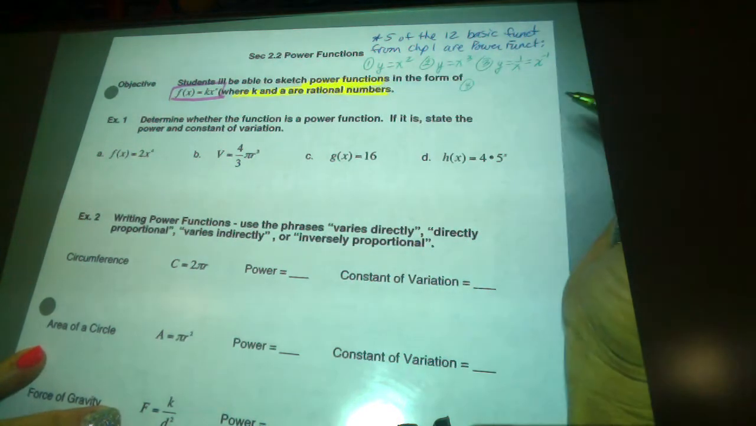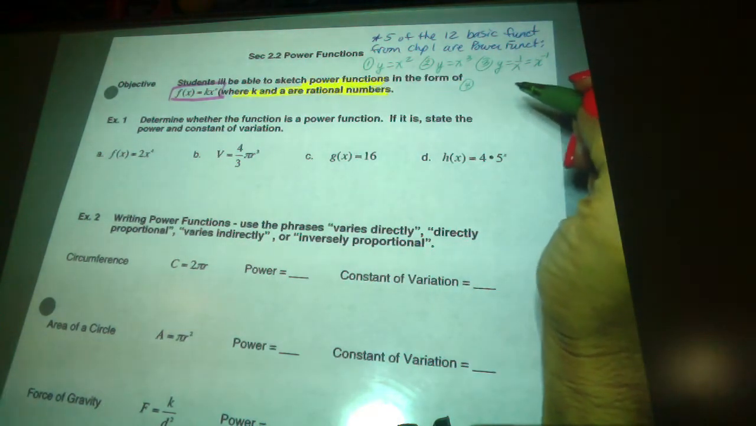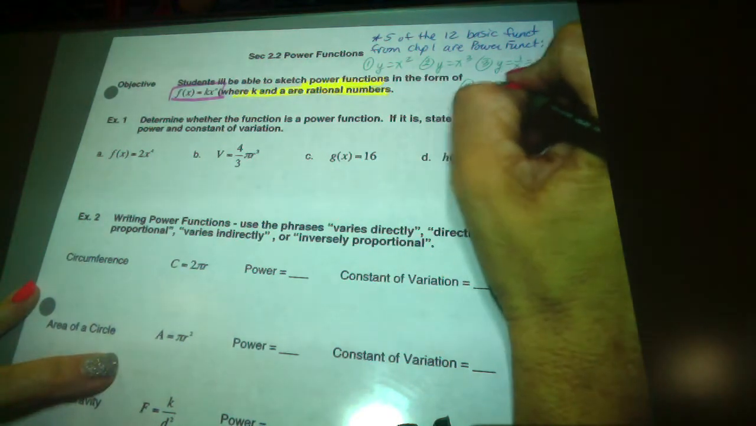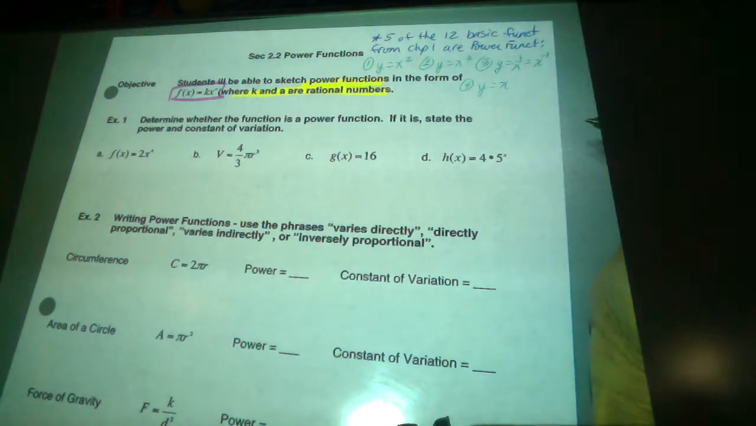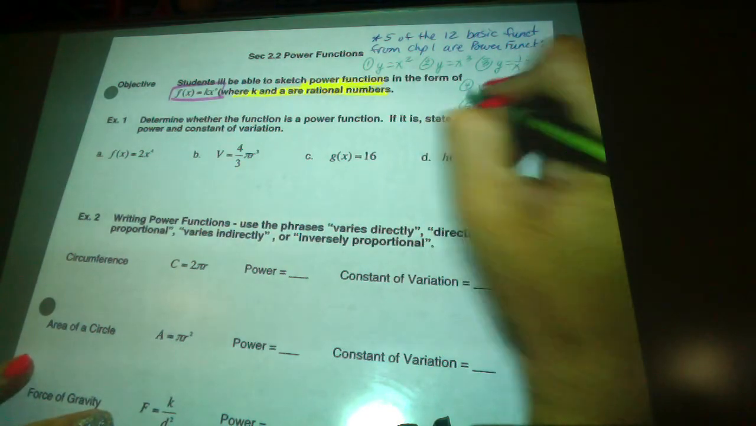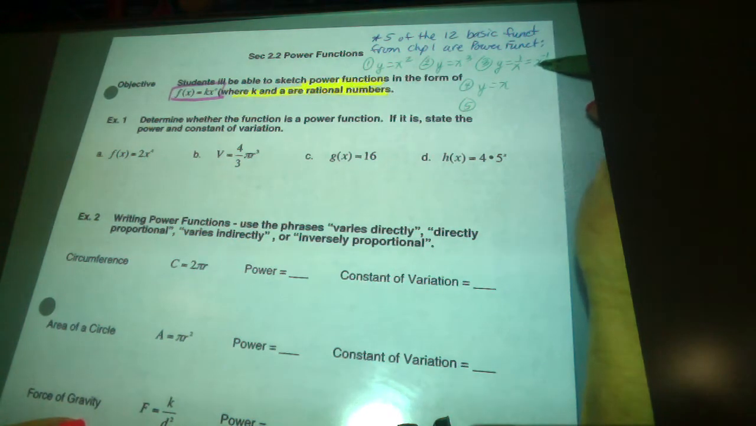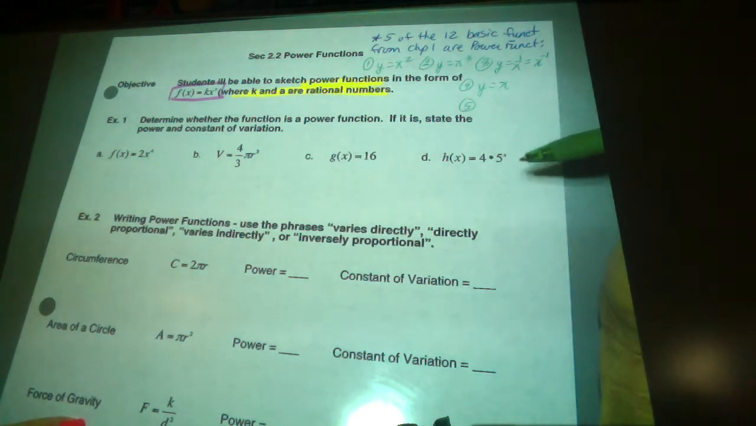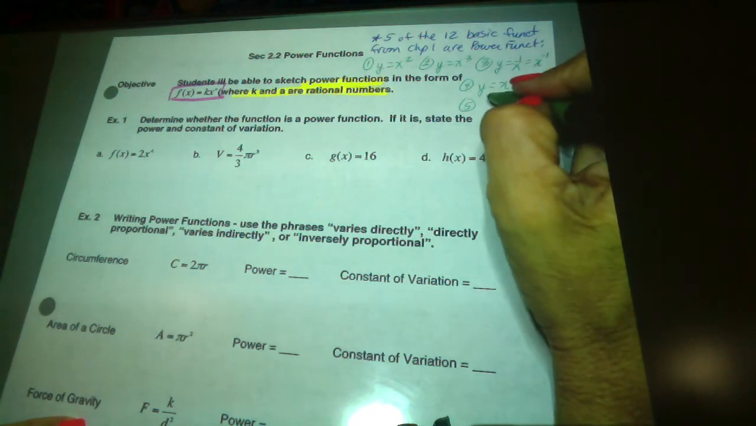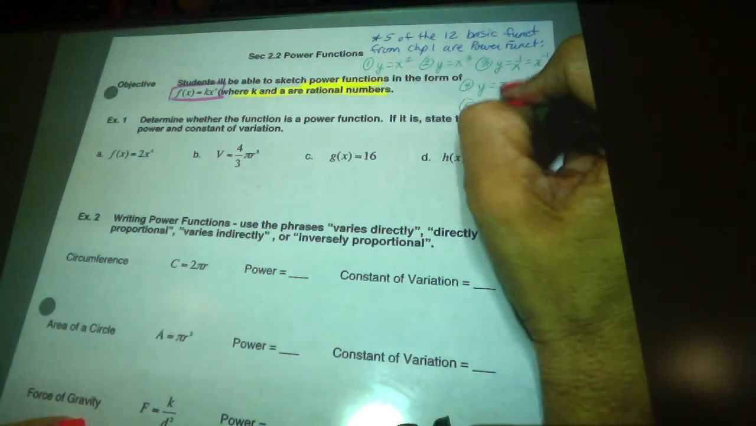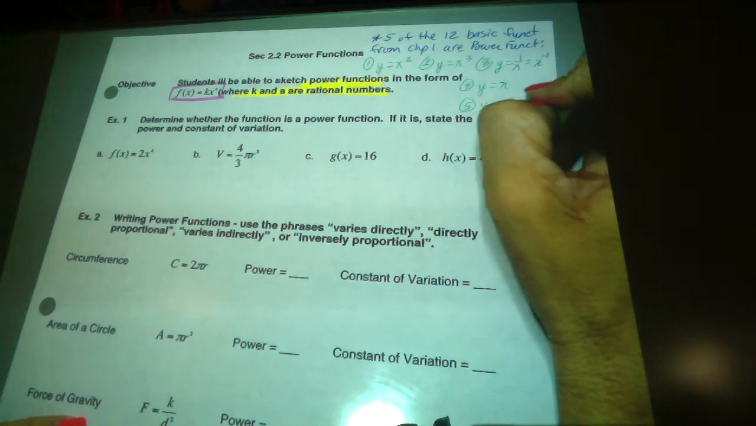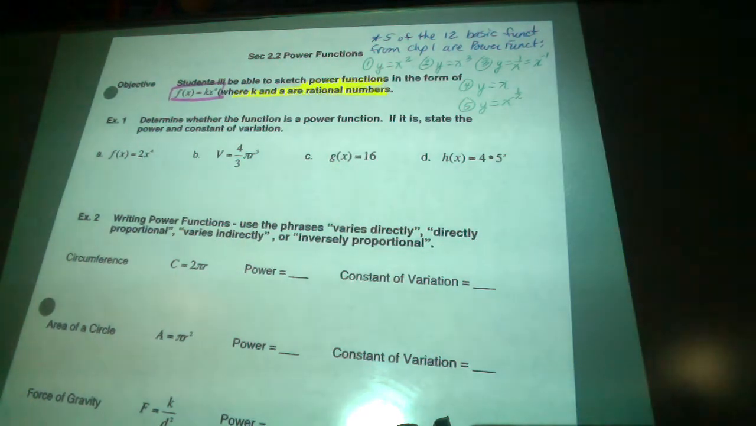What's another one? Y equals, just y equals x. That's your linear one, right? And one last one. I thought this was the hardest one for you to come up with. This last one is the second to the hardest. Nope, that's that one. Y equals x to the 1/2 is which one? Which of the 12 basic functions is x to the 1/2? The square root of x, right?